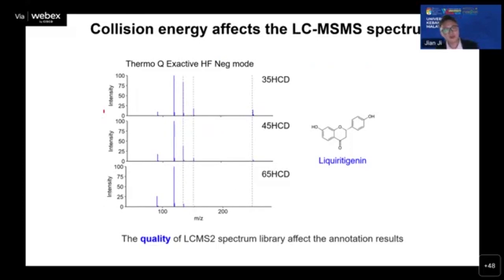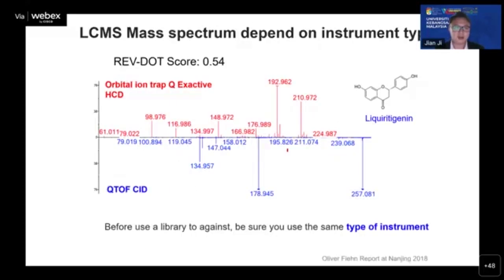Like here, in LC-MS, for one compound, if we use different collision energies, we will get different spectra. If we compare them one by one against one another, you will see the similarity is not that good. It's less than like 0.7 or something. So if we use different kinds of LC-MS for metabolomics, we have to take into consideration that the database we use must be matched with our machine.